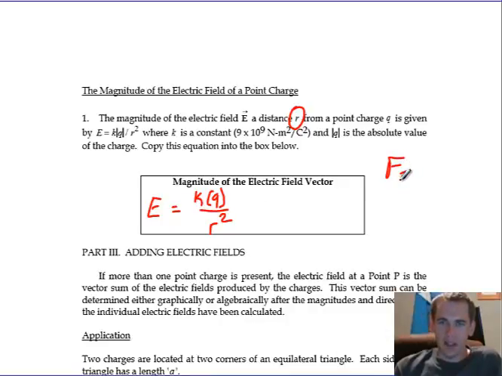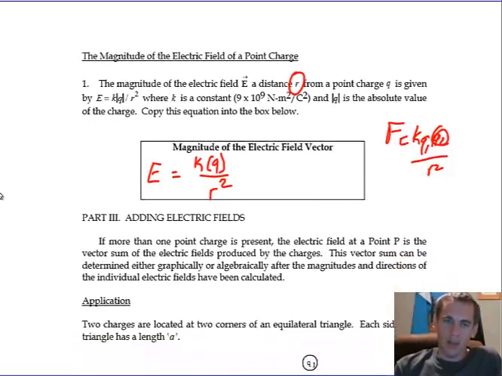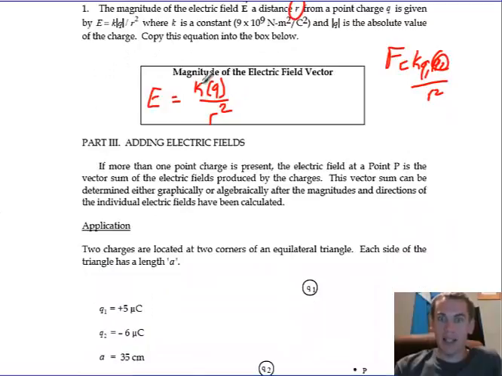Coulomb's law said F equals K Q1 Q2 over R squared. The difference is we don't have this second charge, Q2. This is the field strength. It's not describing a force. It's describing a force per coulomb.